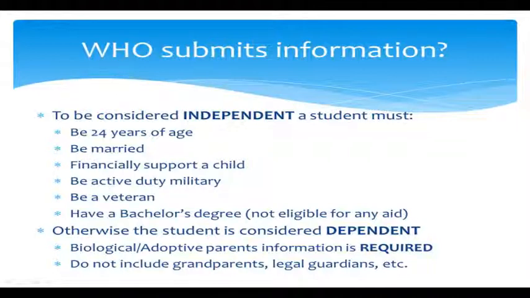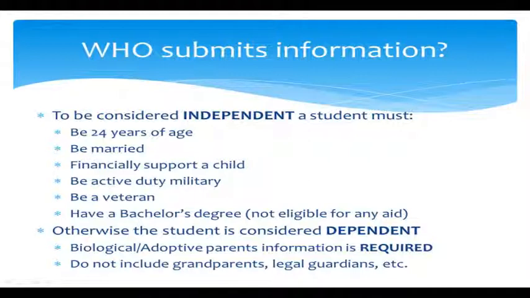The student must be 24 years of age. So they could have been out of the parent's household for years, but if they're not 24 yet, they may still be dependent. If a student is married, that makes them independent. Okay, then it's just going to be the student and their spouse that we're looking at. If the student has a child and they financially support the child, they have a job, they're making enough money to provide a household for them and their child, that makes them independent.